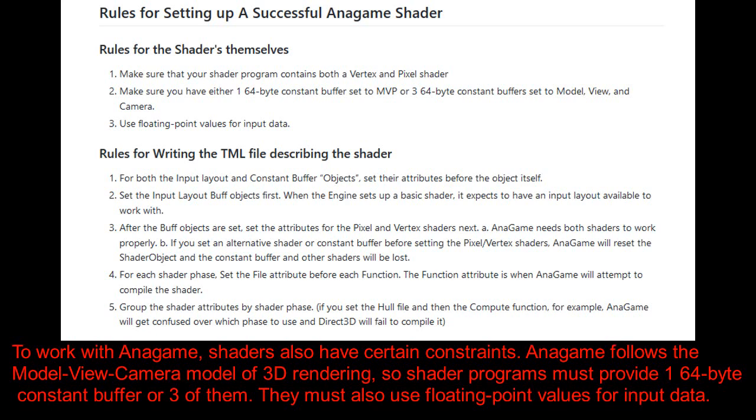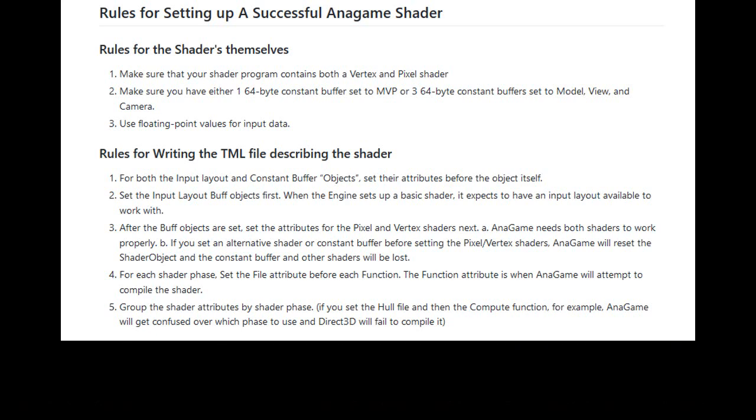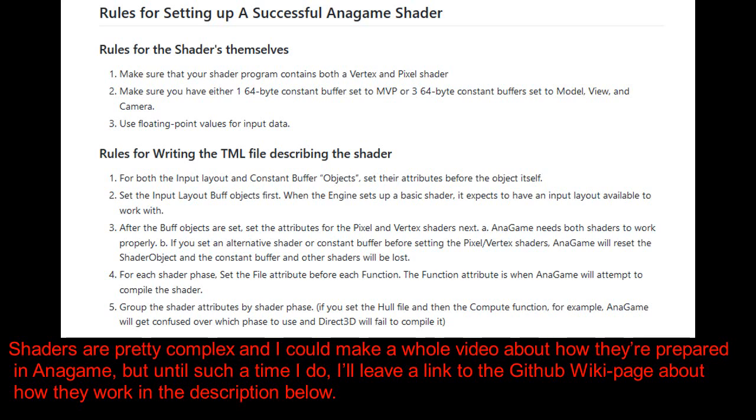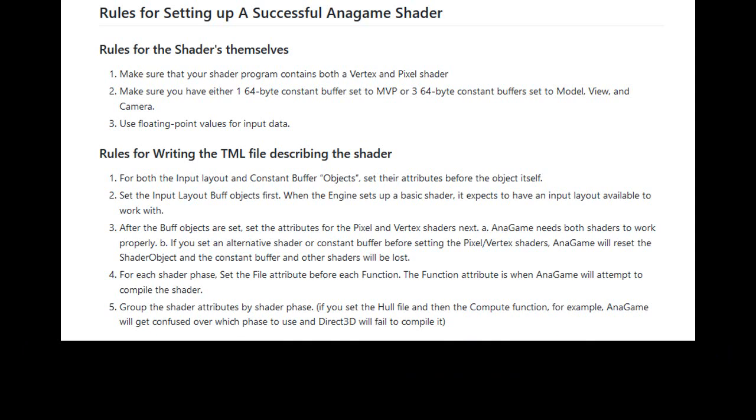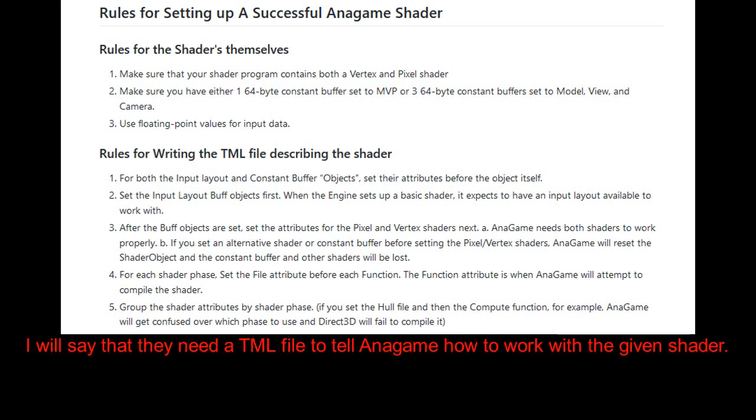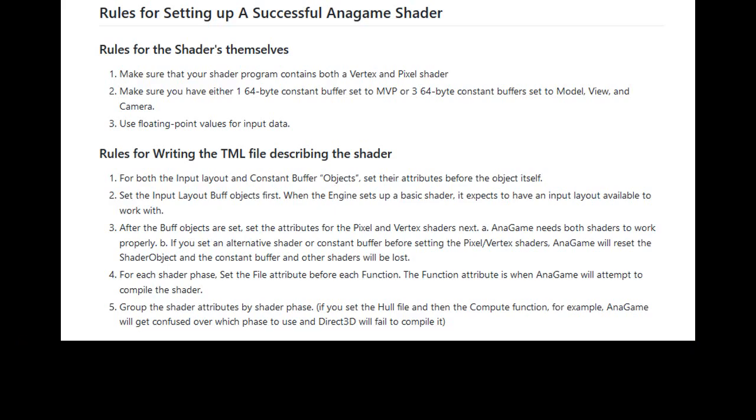To work with Anagame, shaders also have certain constraints. Anagame follows the model view camera model of 3D rendering, so shader programs must provide one 64-byte constant buffer or 3 of them. They must also use floating point values for input data. Shaders are pretty complex, and I could make a whole video about how they're prepared in Anagame, but until such a time I do, I'll leave a link to the GitHub wiki page about how they work in the description below. I will say that they need a TML file to tell Anagame how to work with the given shader.